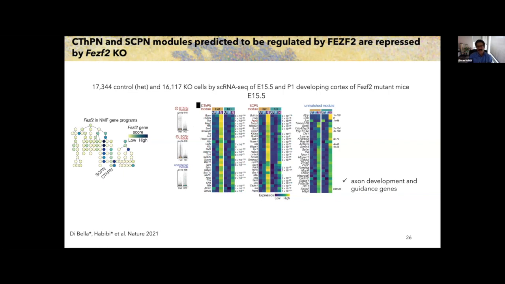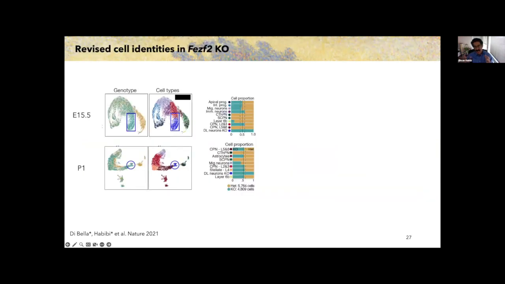And interestingly, we find one module that wasn't actually present in the wild type data, and that module was enriched for axon development and guidance, consistent with the aberrant axonal projection in these mutated cells. And now, because we have this big single cell dataset, we can train a classifier and ask: what is the identity of these neurons in which you mutated FEZF2? We don't know what kind of identity they now acquire.